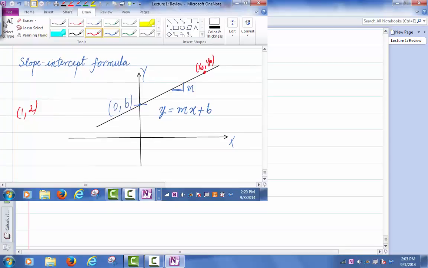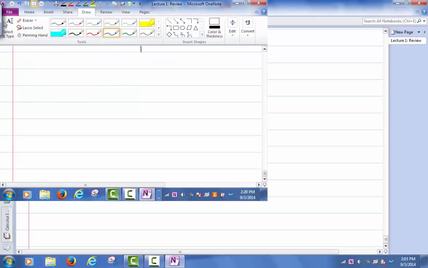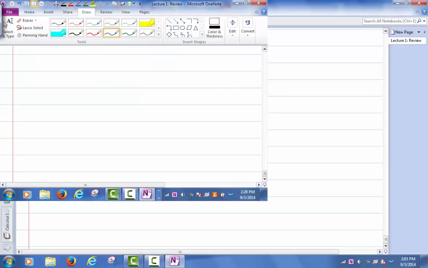All right. That's not the only formula that you have seen before. What's the name for the other formula for a line? No. Point slope. Someone said point slope. Yes. Point slope formula. So what is the point slope formula?